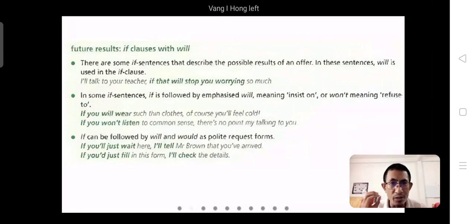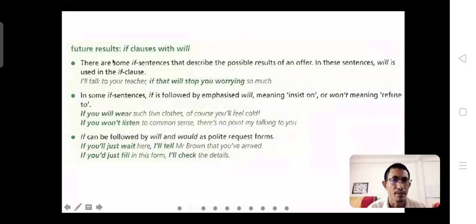What is the meaning when you use will in an if clause? You see the first meaning. Look at here. There are some if sentences that describe the possible result of an offer. In these sentences, will is used in the if clause. When you mean the possible result of an offer, you can use it with an if clause. For example: I'll talk to your teacher if that will stop you worrying so much.